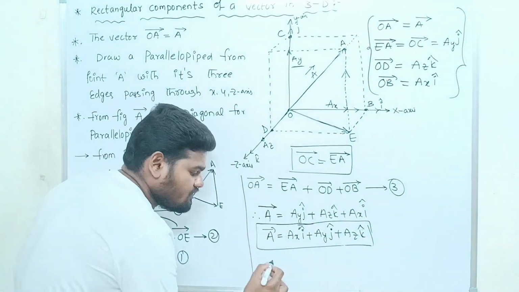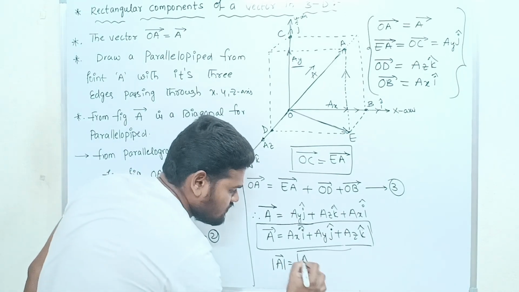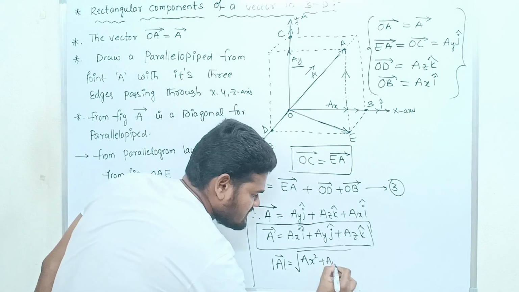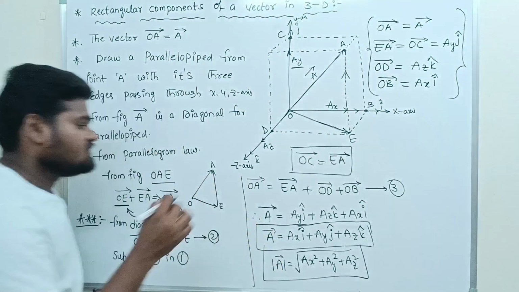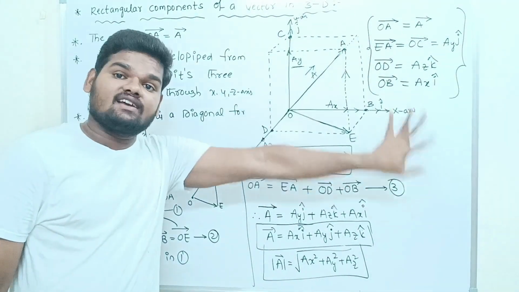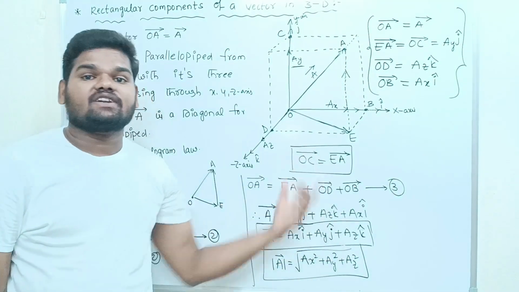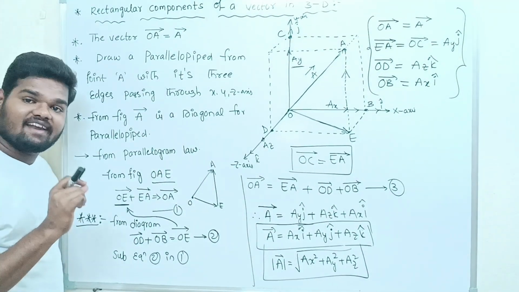If you want to find the magnitude of the A bar vector, the magnitude of A bar is equal to the square root of AX square plus AY square plus AZ square. This is called the rectangular components of a vector in three dimensions, or resolution of vectors in three dimensions. Did you understand? Any doubt?